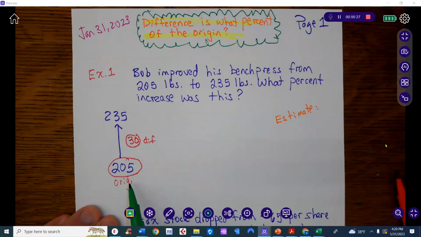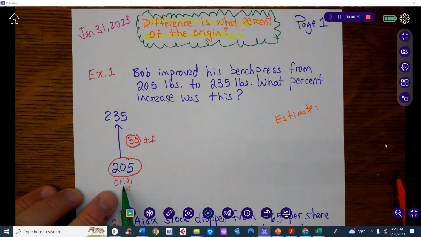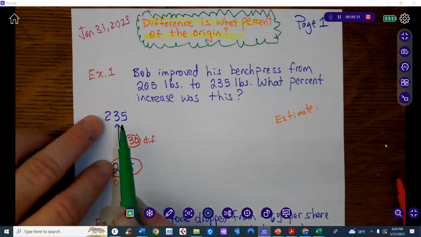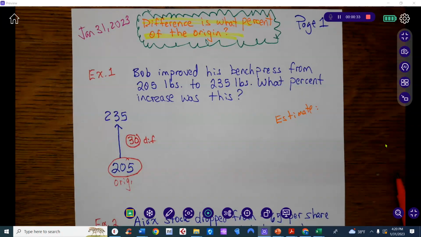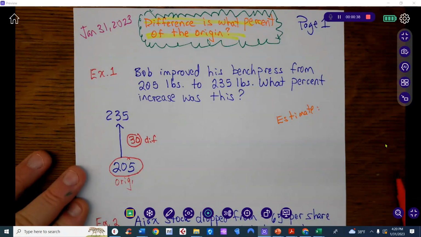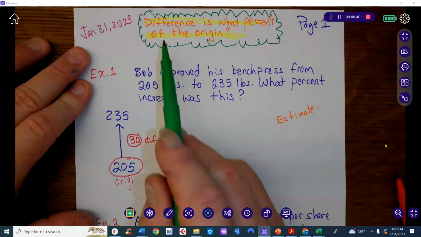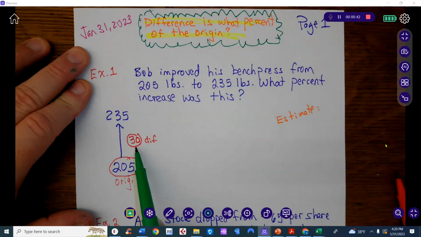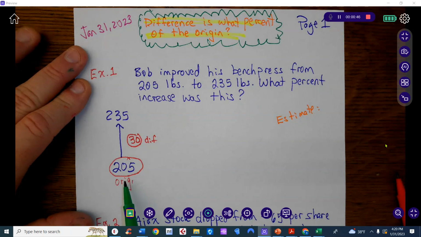He started at 205 pounds. This is where he originated. He went up to 235 pounds, and that was a difference of 30 pounds. All you need to do here is to follow this formula. The difference, in this case 30, is what percent of the origin, in this case 205.